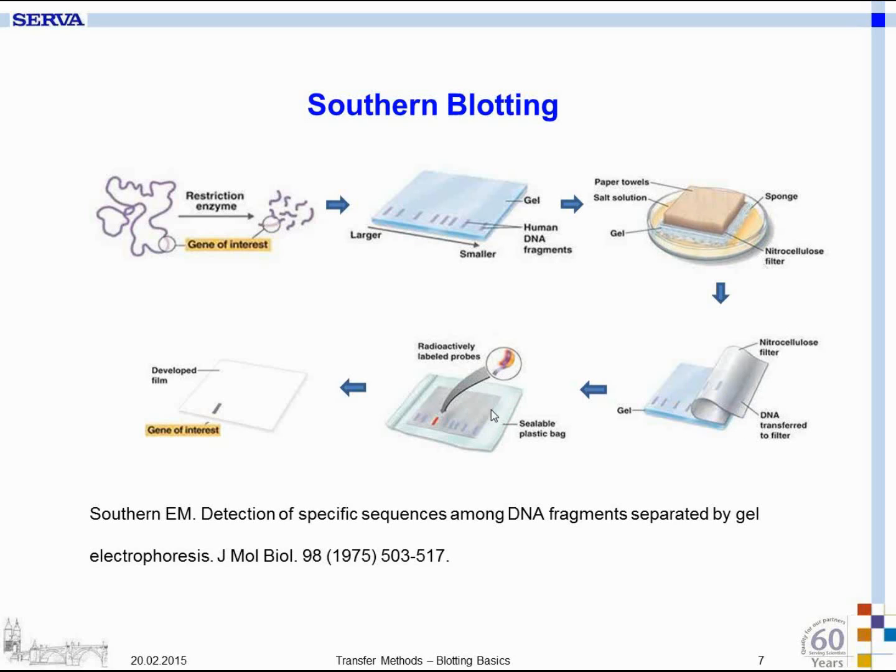Then you take the blotting membrane, you submerge it in a solution having radioactively labeled probes for a certain while, and then you expose the blotting membrane either on an X-ray film, or you place it into a camera system and detect the gene of interest in this way. So that's definitely Southern blotting.